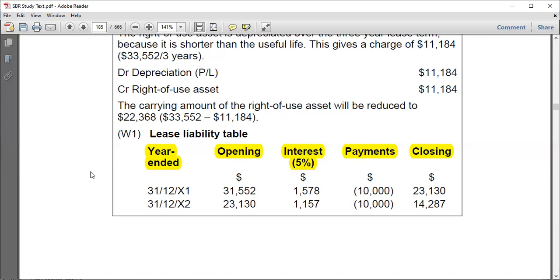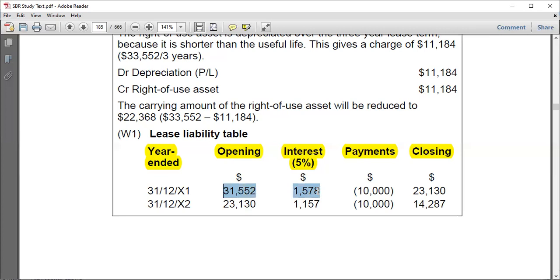Okay, so I think start using this table, it will be much easier for you. So as for the first year, this was the opening balance. Now, how do you obtain interest? Interest, you just take 5% of this opening balance figure. So 5% times, if you have a calculator, you can just multiply there. Don't just look. 5% times 1,552, you would obtain 1,578.